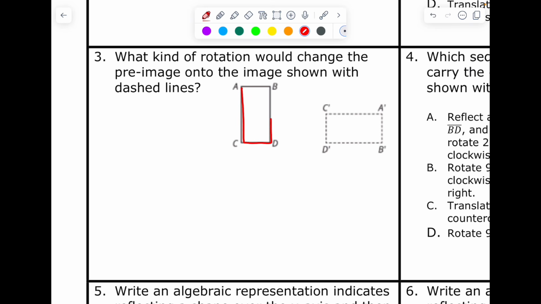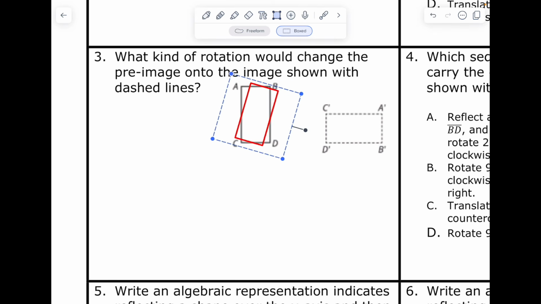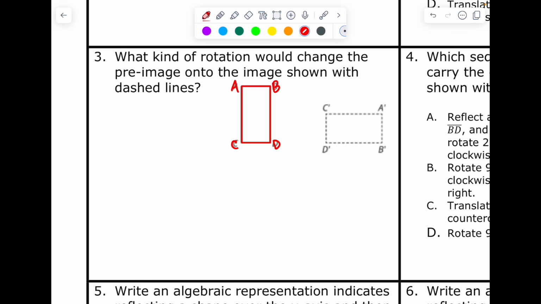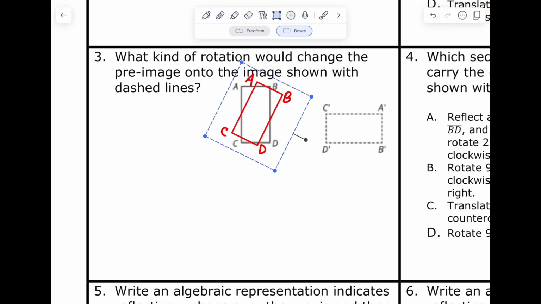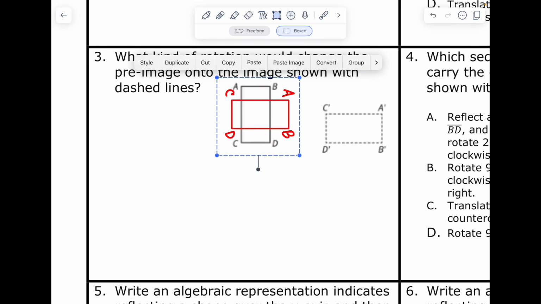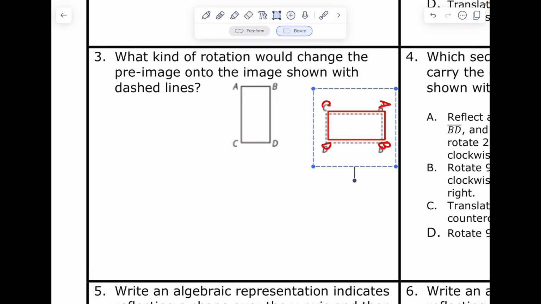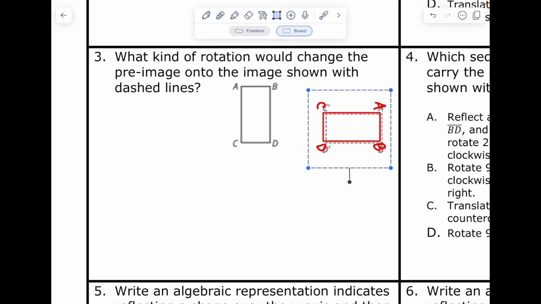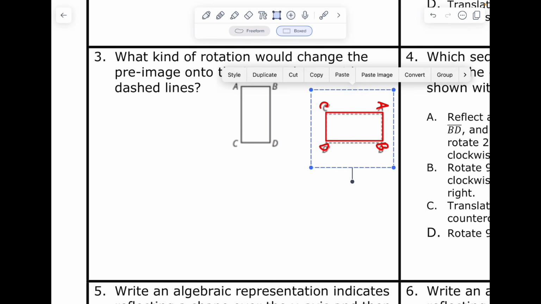I'm going to look at it this way. If you're using paper, you could use patty paper to do what I'm doing with the select tool. So I'm just going to select this and rotate it. Hold on, let me put the letters. The letters are really important because that way you can tell if it matches or not. So we're going to rotate this way. You can see that's 90 degrees clockwise. Does it match? Yes. C matches with C, A with A, B with B, D with D.